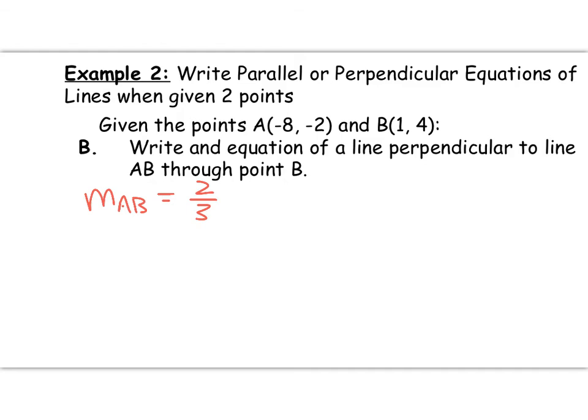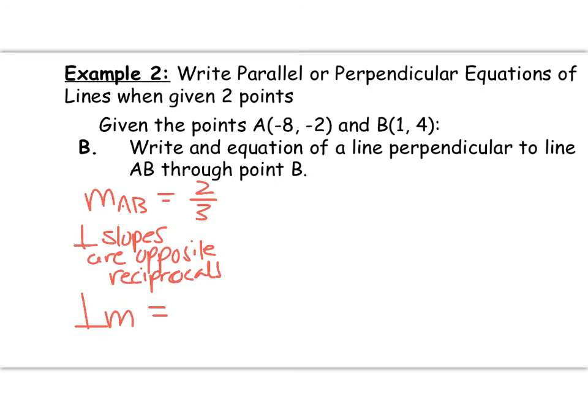And now we want the perpendicular slope. And we know that perpendicular slopes are opposite reciprocals. So that means they are the opposite sign and the fraction is flipped over. So the perpendicular slope is equal to -3/2. We've changed the sign to be the opposite sign, and we've flipped the fraction over to make it the reciprocal. But this time we want it to go through point B.